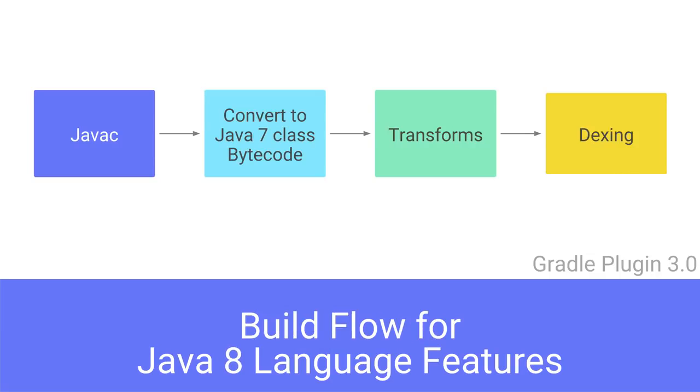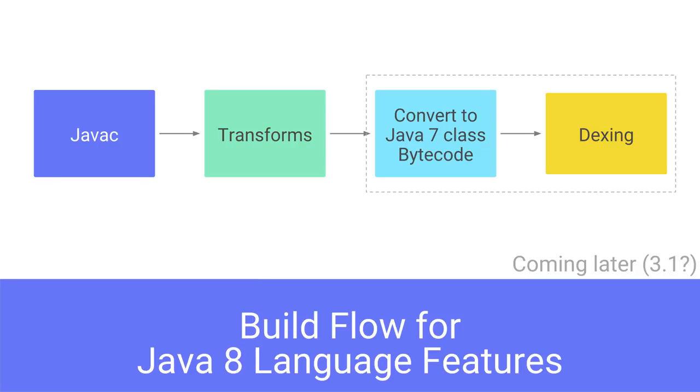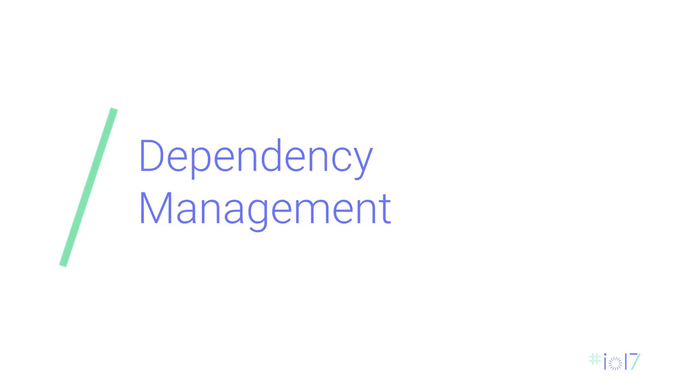So the build looks something like this, right? We go from Java-C, which generates Java 8 class bytecode, to a converter that converts that to Java 7 class bytecode, transform, and then indexing. The transform is things like ProGuard, Instant Run, but also your own transforms, potentially if you use the transform API. So just as a heads up, later, probably in 3.1, we're going to reverse those two steps and do the conversion after. So if you have custom transform, you need to update them to Java 8 class bytecode as soon as possible.